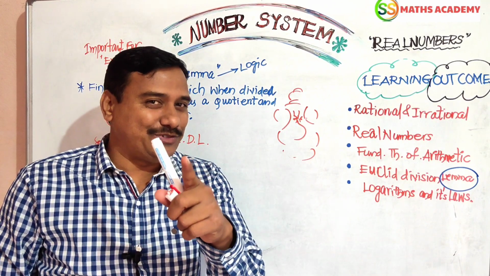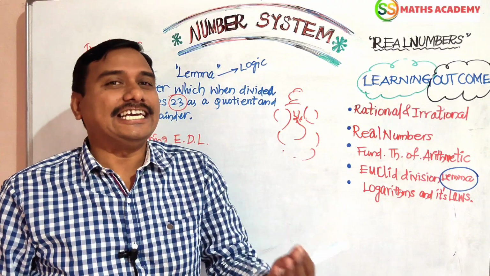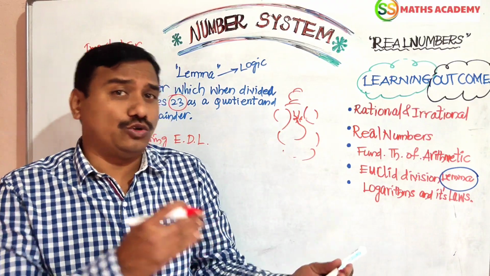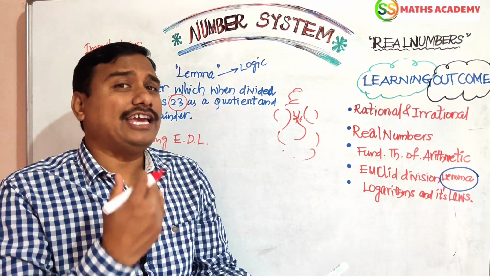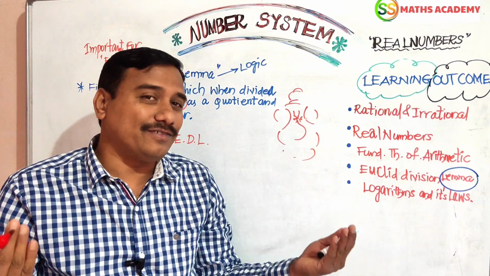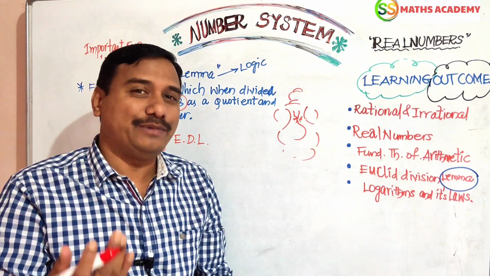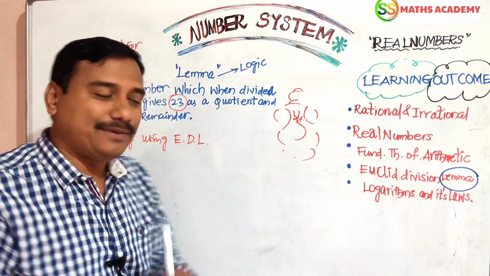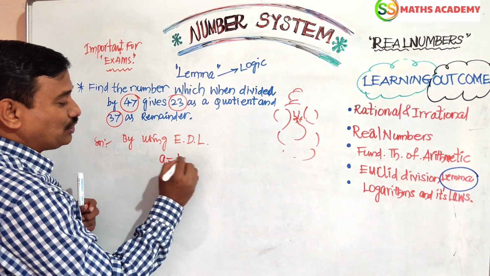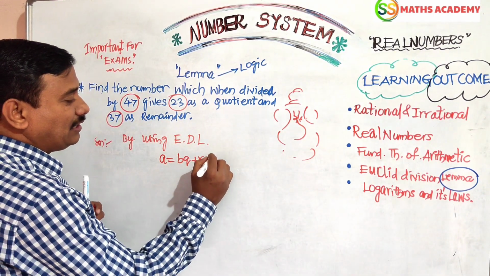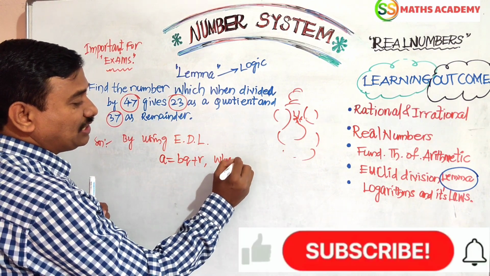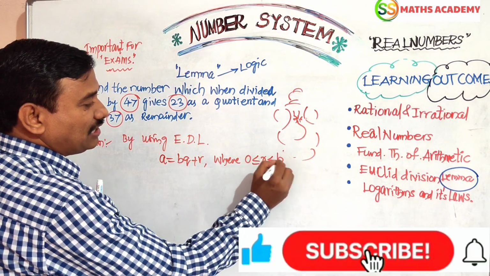For any two positive integers a, b, there exist two whole numbers q, r in the form a equals bq plus r, where 0 less than or equal to r less than b, which is called Euclid division lemma. We have to know this very important condition, 0 less than or equal to r less than b.